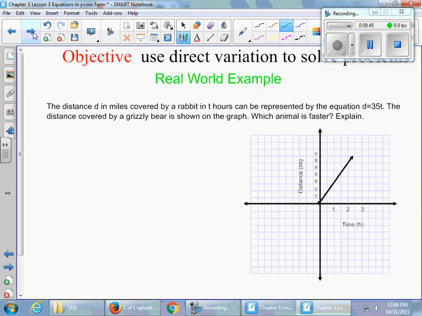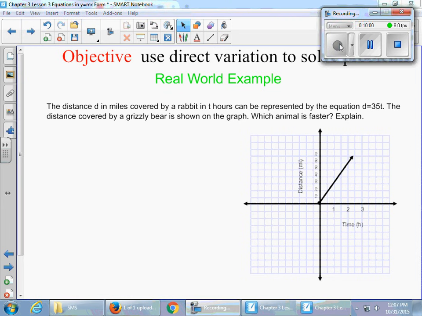Okay, let's look at a real world example. The distance D in miles covered by a rabbit in T hours can be represented by the equation D equals 35T. The distance covered by a grizzly bear is shown on the graph. Which animal is faster? Explain. Okay, we are going to compare our direct variations, or our slope. Our rabbit.